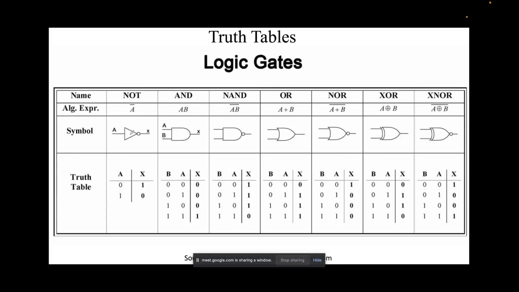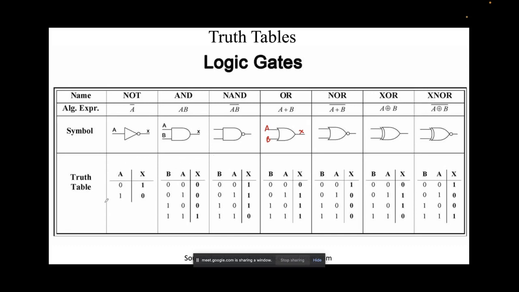So NOT gate has a right pointing triangle with a circle at the vertex of the triangle. A is input and X is the output. Similarly, AND gate, it's a two input AND gate. So we have A and B as the inputs and X is the output. For OR gate, A and B are the inputs and again X is the output. And there are other gates that have been demonstrated here. NAND gate is nothing but AND gate followed by a NOT gate. So the symbol would be the symbol for AND gate followed by the circle at the vertex which depicts a NOT gate. Similarly for NOR gate, and similarly we have XOR and XNOR.